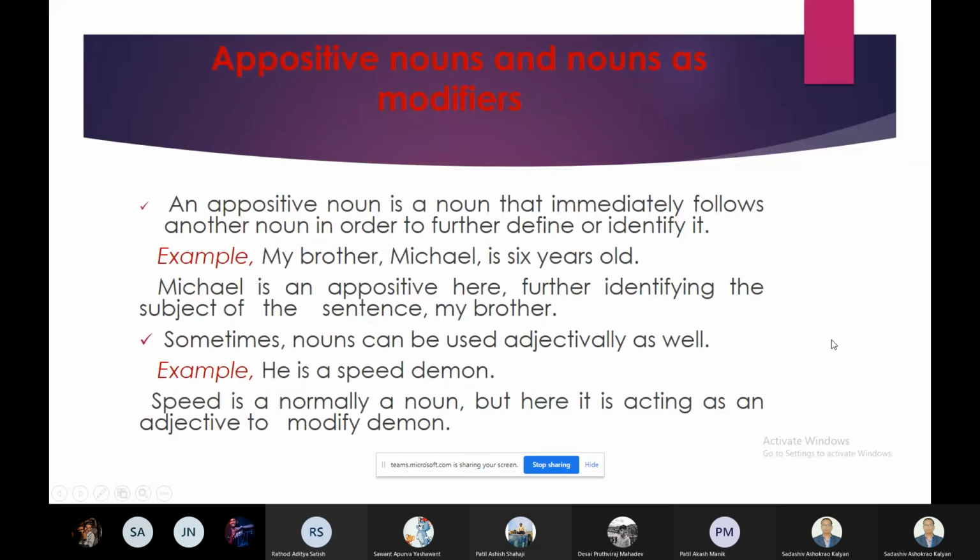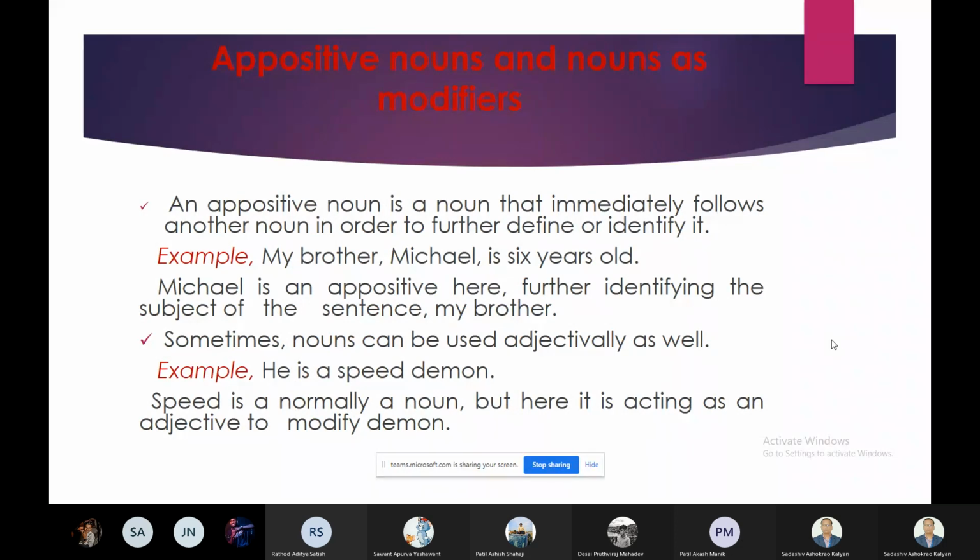Okay, then at the same time we are also going to use nouns in our sentences that play the role of an appositive noun. These appositive nouns directly and immediately follow another noun, whenever they want to define or identify something. For example, I have written one example here: My brother Michael is 6 years old. Here in this example, we find that Michael is an appositive.